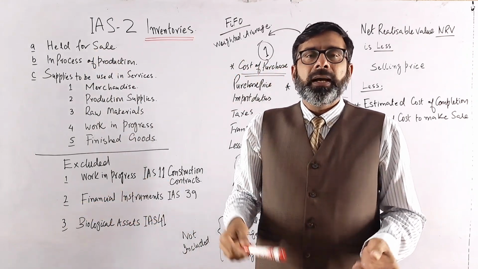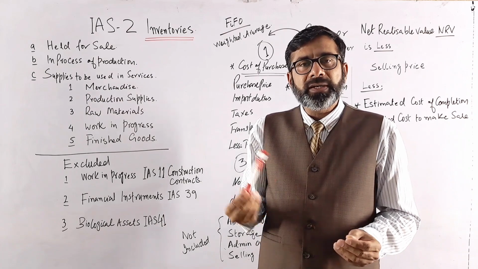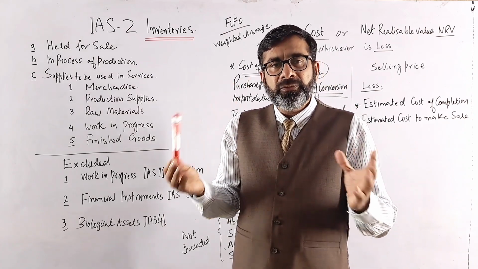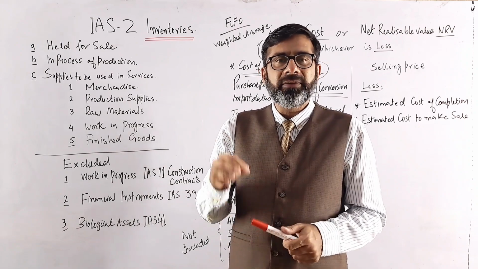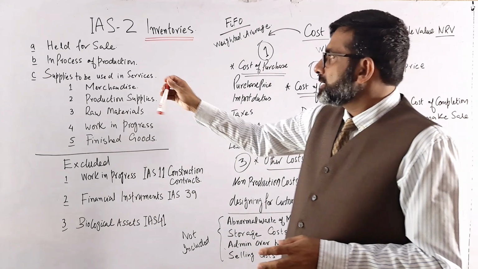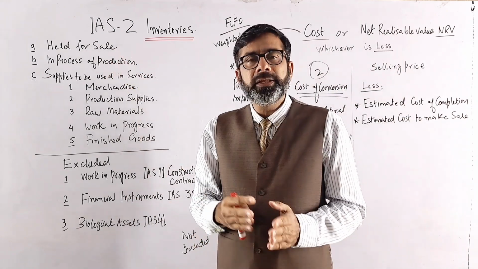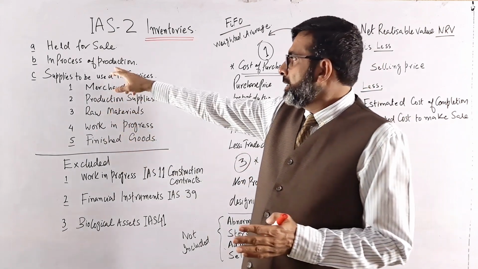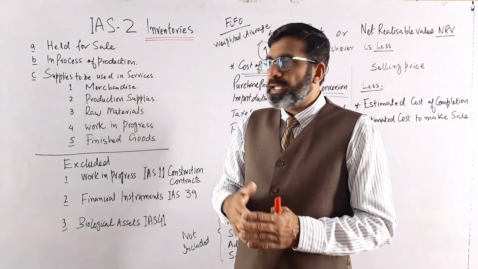For example, if there is a bookshop, what they are doing is selling board markers. So the inventory which they have, the stock which they have at the end of the month or at the end of the year, is considered as held for sale in the ordinary course of the business. Now the second option is that which is in process for production.